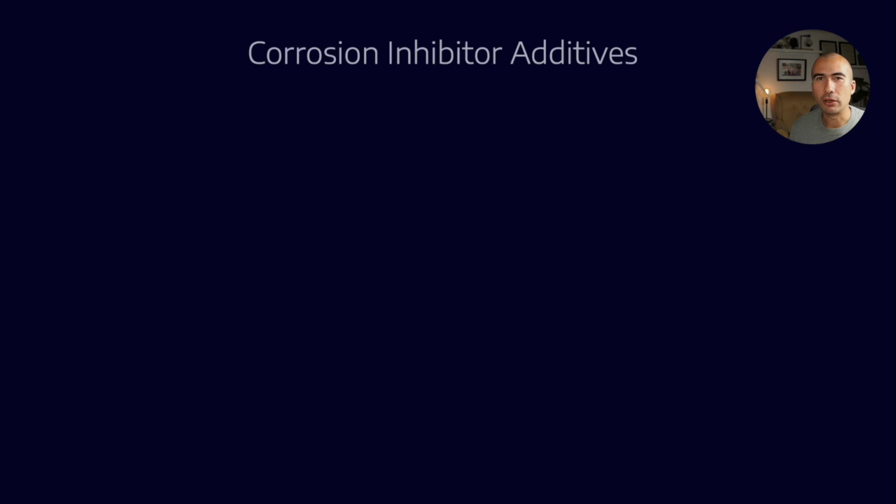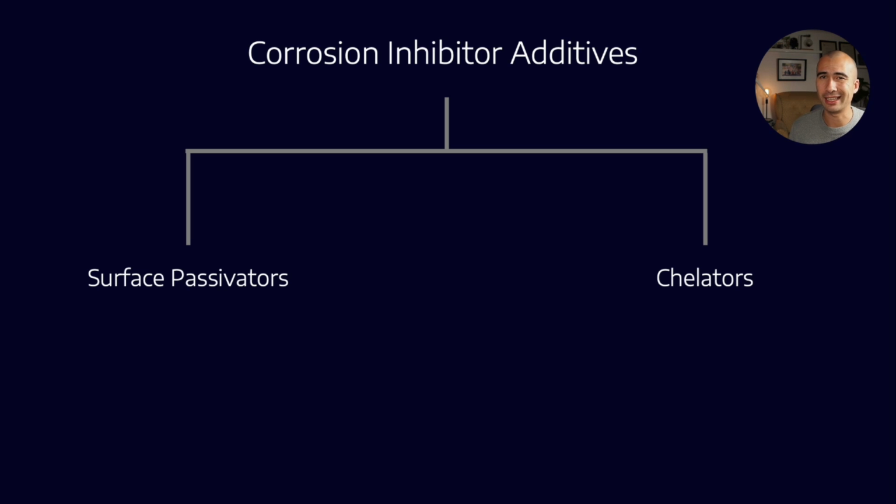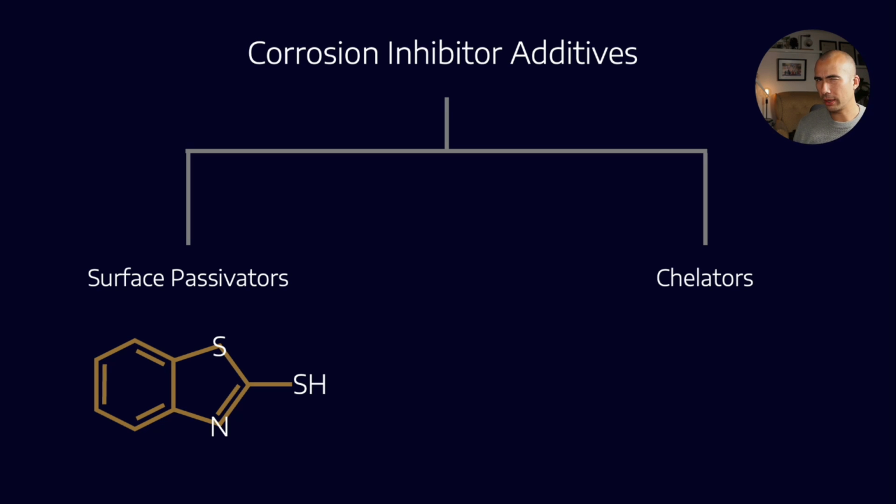Now, within the family of corrosion inhibitor additives, there are basically two different types of families. You've got the surface passivators and the chelators. Surface passivators are things like mercaptobenzothiazole. We've heard about this in previous videos, and effectively they act like a surfactant or a detergent. They adhere to the surface of the metal and form an inert barrier that prevents the oil and the metal from coming into physical contact with each other. If there's no physical contact, then there's no chemical reaction between the two. This is how surface passivators prevent metals from interacting with the oil.